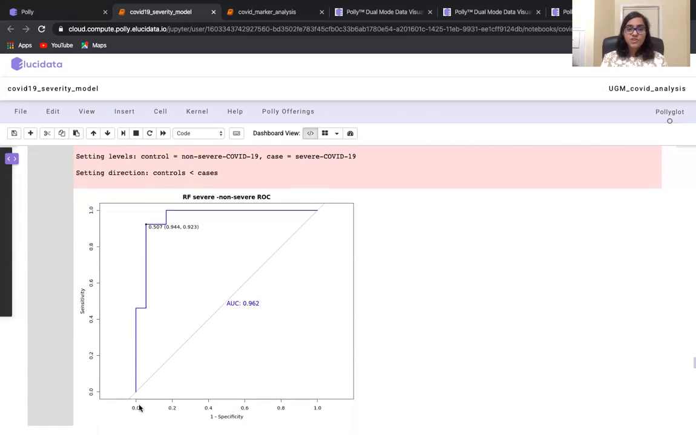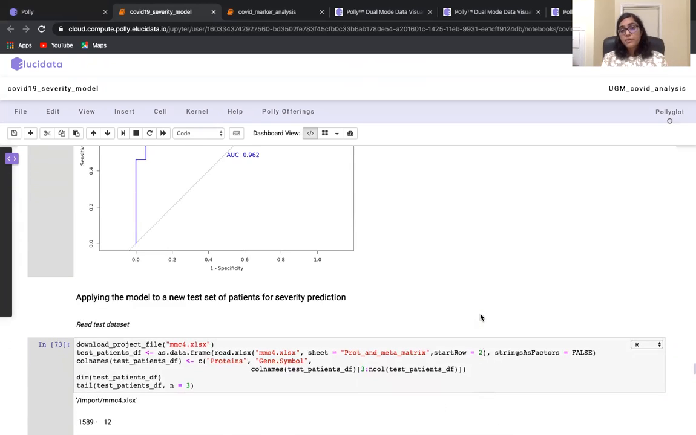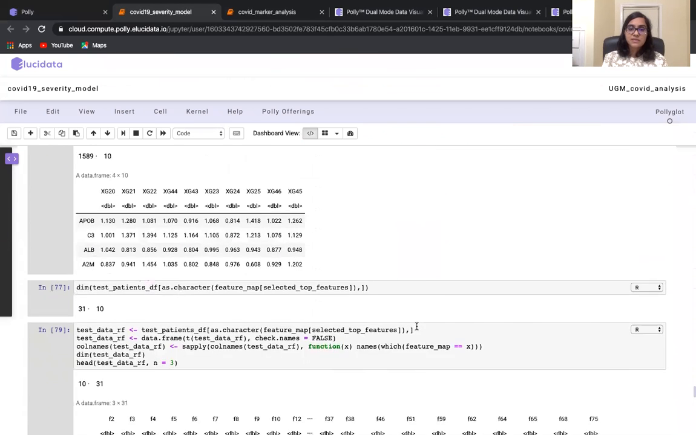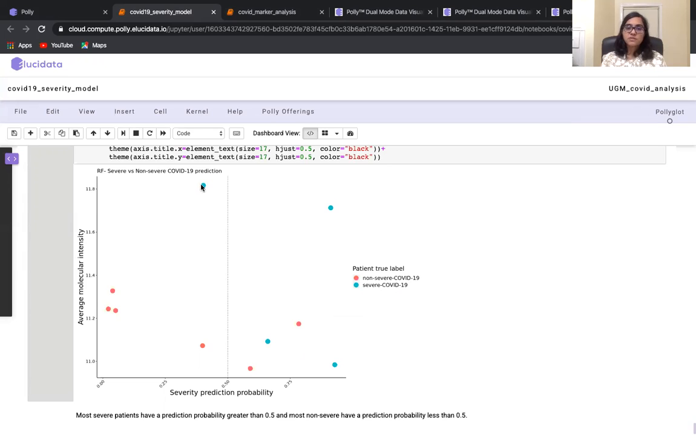So we can check how well the receiver operating characteristic curve looks for this model, and the area under the curve is close to 0.96, which is pretty good for a model. Now, to test whether this model works well or not, we actually ran this model on a test cohort, and you can see the results here. And we can see that one of the severe patients is incorrectly predicted, which is exactly what the authors had also found in the model that they had developed in the paper.